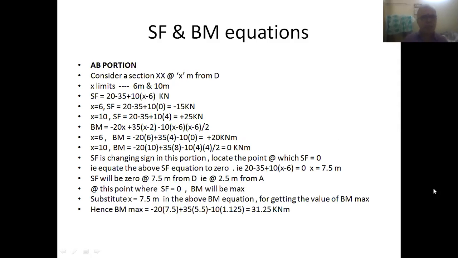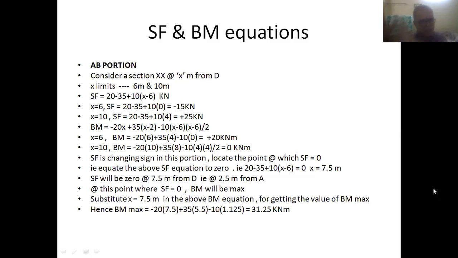So friends, we are coming to the last portion, that is the AB portion. Here also, as usual, we have to consider a section at x meter from point D, and you take all the forces that are acting at the right hand side of this particular section. You consider all the forces present at the right hand side of this section. This will be useful for preparing SF and BM equations.